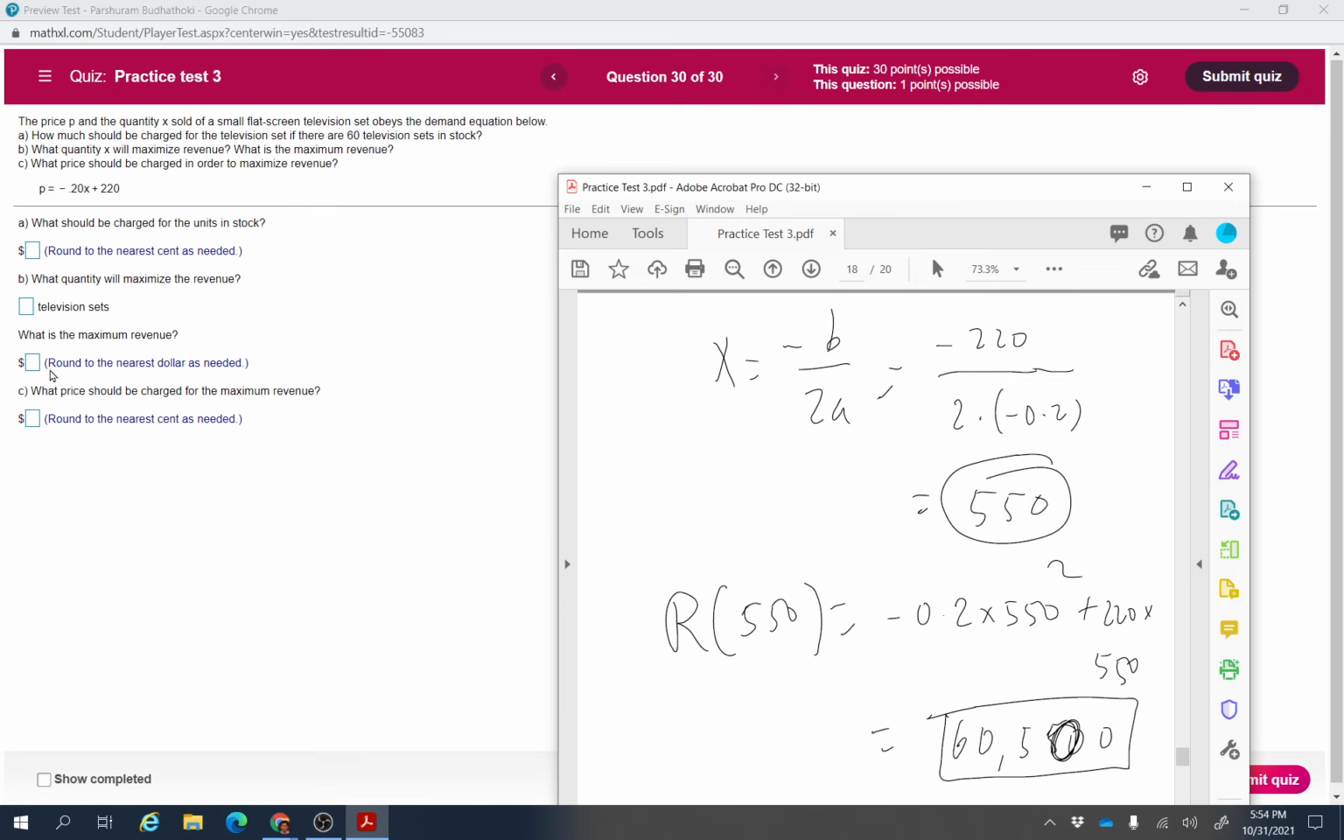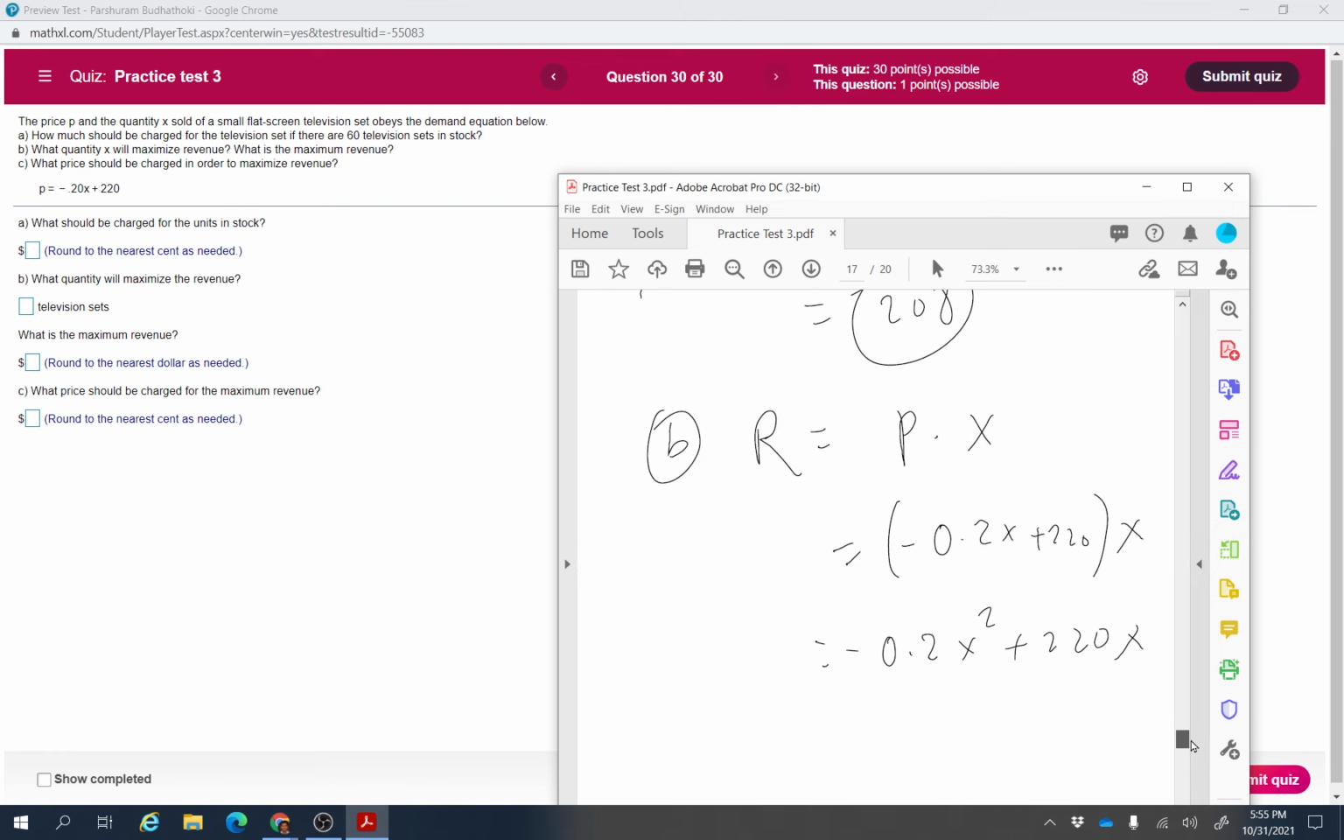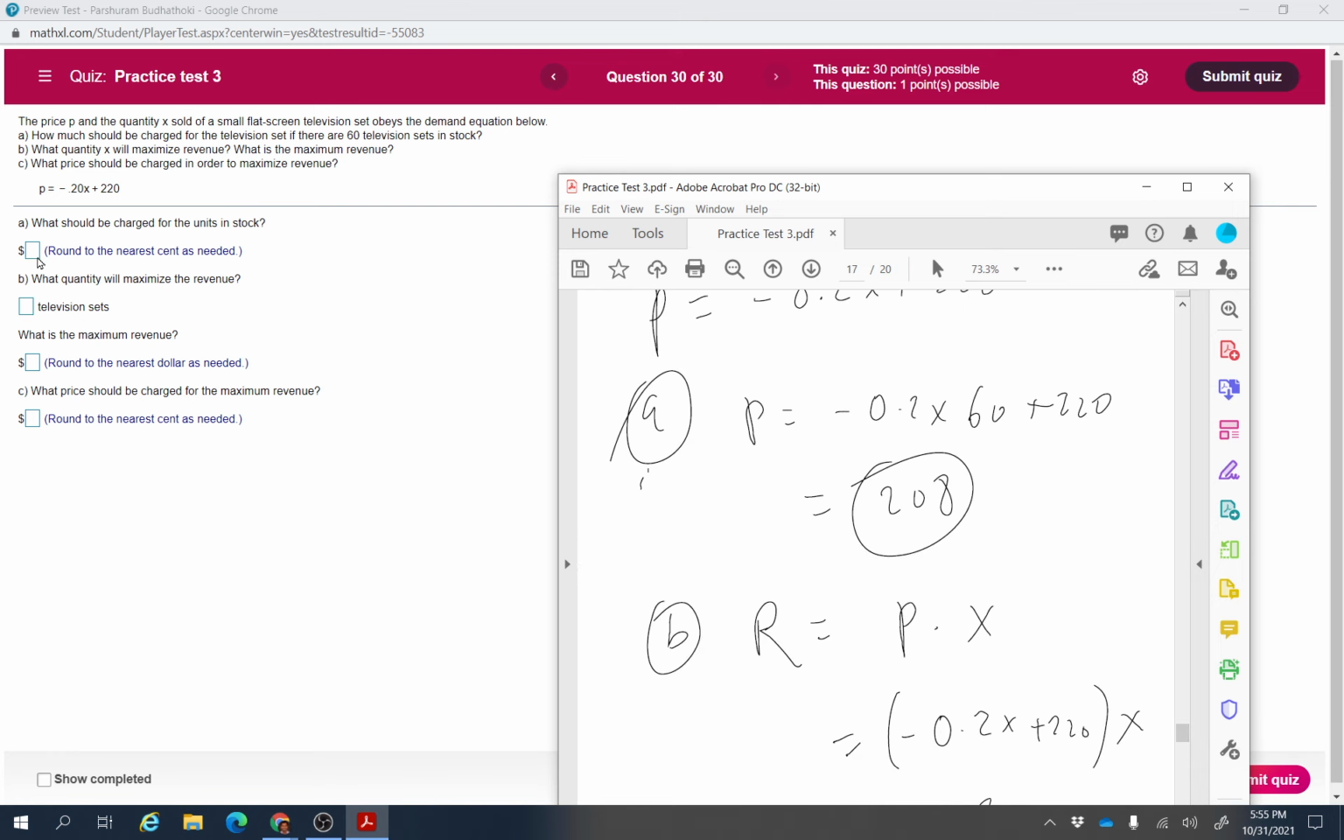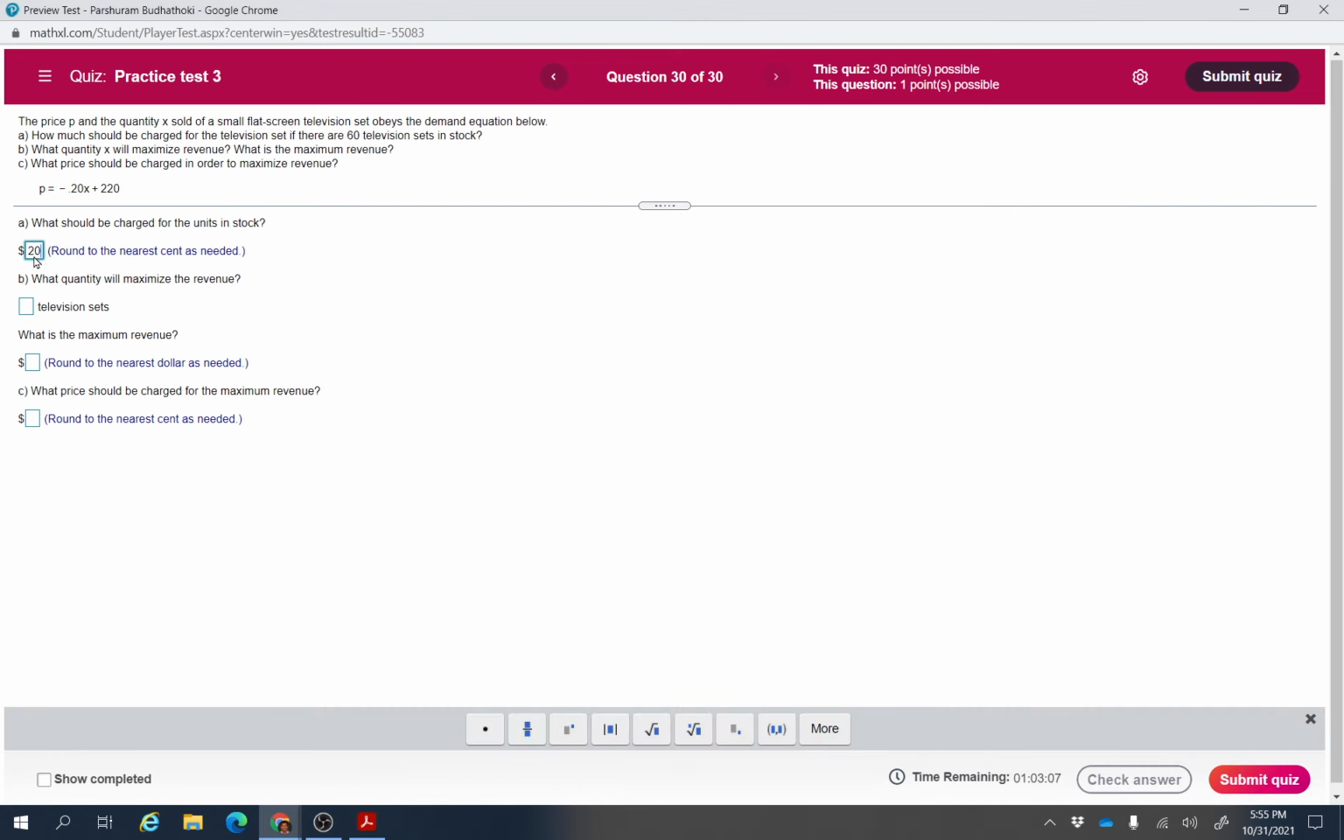Okay, so let's go back and answer this. Look at the answer. The first answer is 208. If you want to sell 60 television sets, then the price should be 208. The quantity that will maximize revenue is 550 and the maximum value is 60,500.